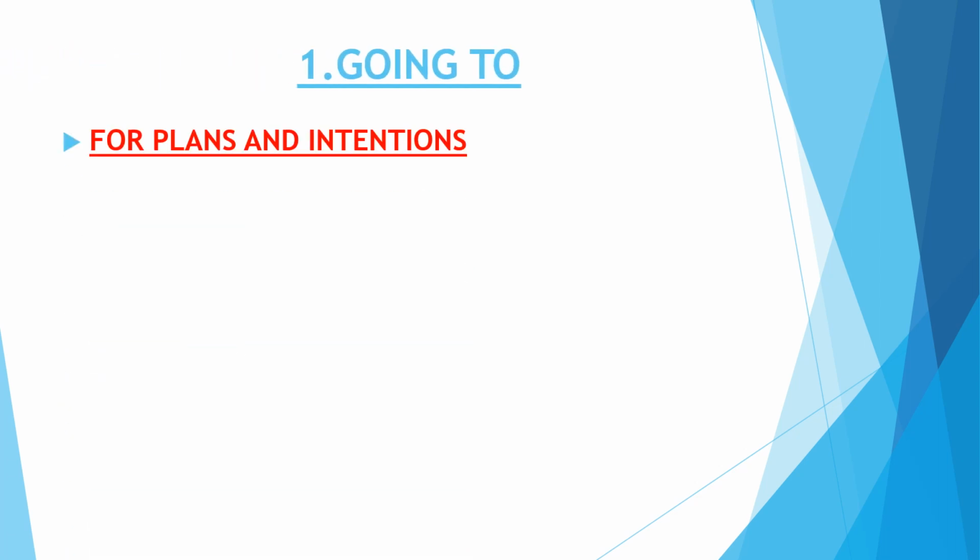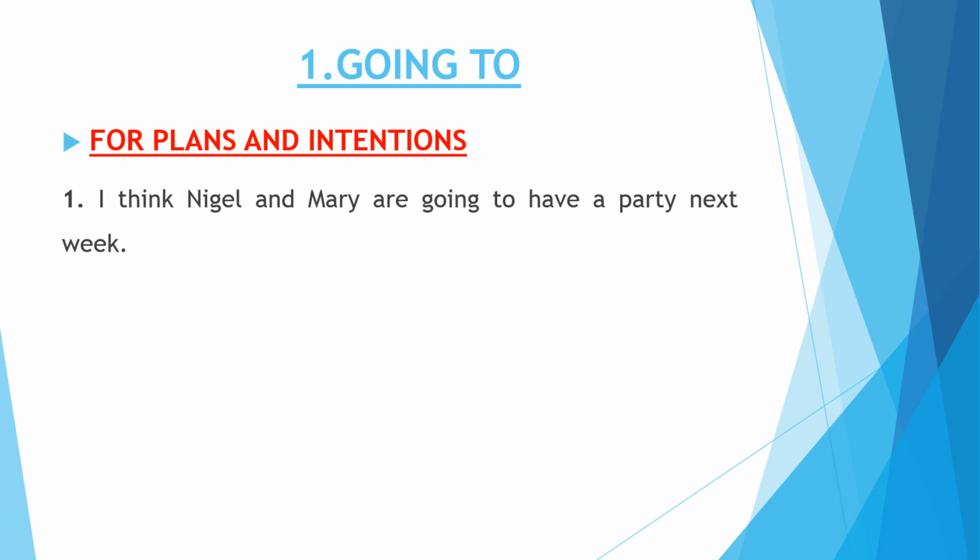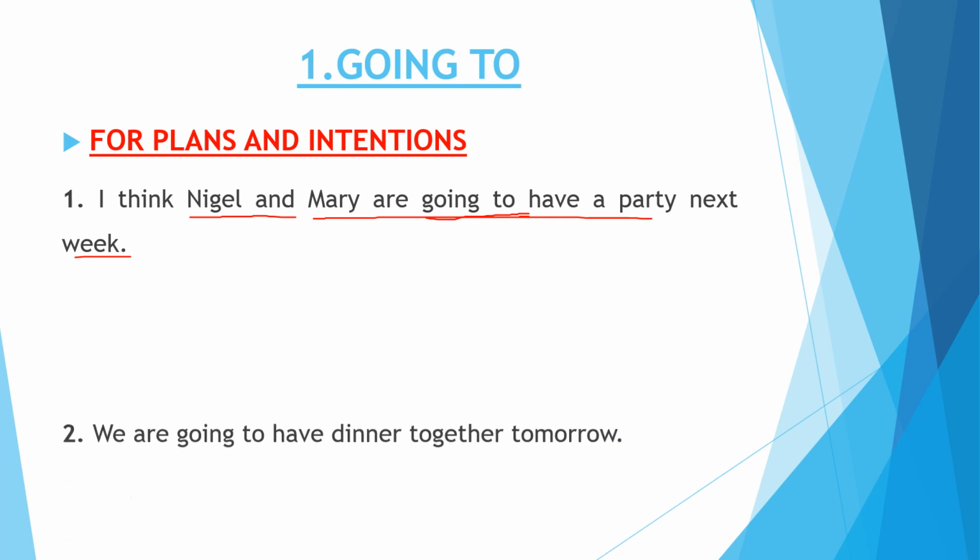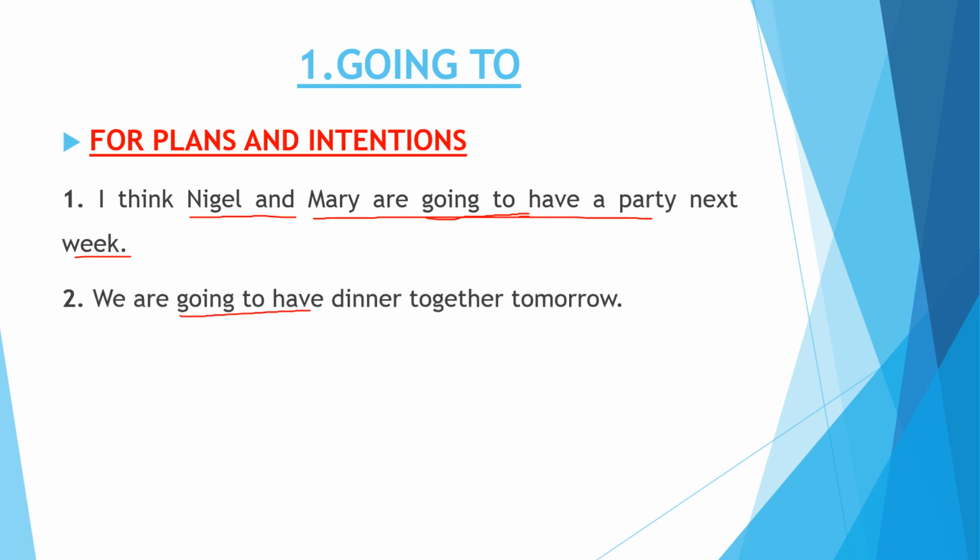First, we will talk about going to. Going to is used for plans and intentions. I think Nikhil and Mary are going to have a party next week. From 'going to have' we come to know that we are talking about an event which is going to happen in the future, next week. Next example: we are going to have dinner together tomorrow. When we are talking about tomorrow, that is future.